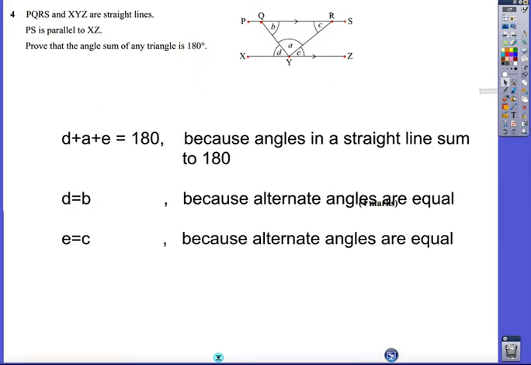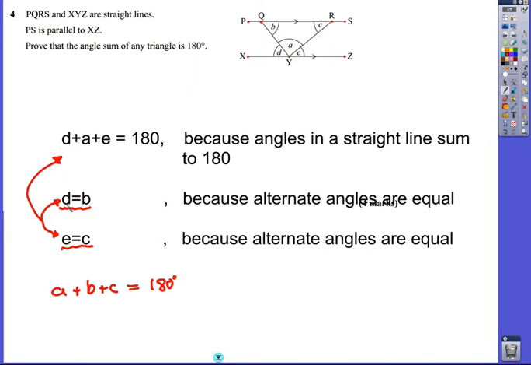Okay, now that we're back. Now, since D is equal to B and E is equal to C, we can substitute these letters into our equation over here. Now, what we're trying to prove is that A plus B plus C is equal to 180 degrees, because this here is a triangle, ABC. These angles are part of, well, form a triangle.